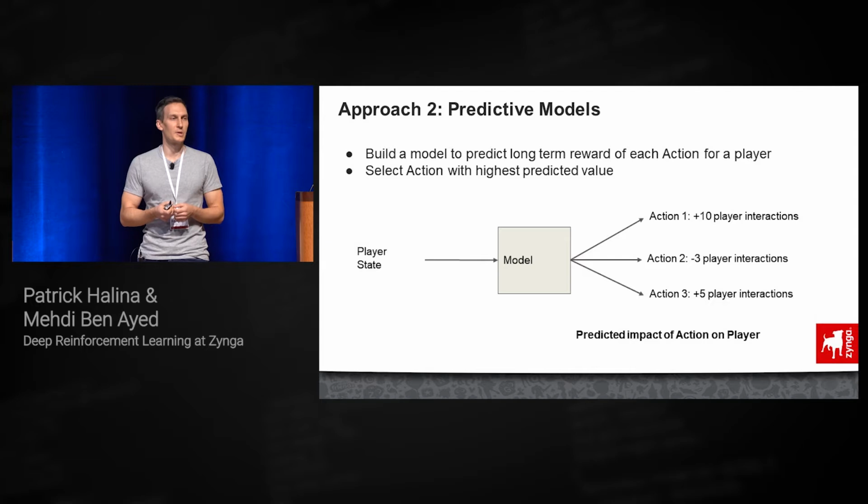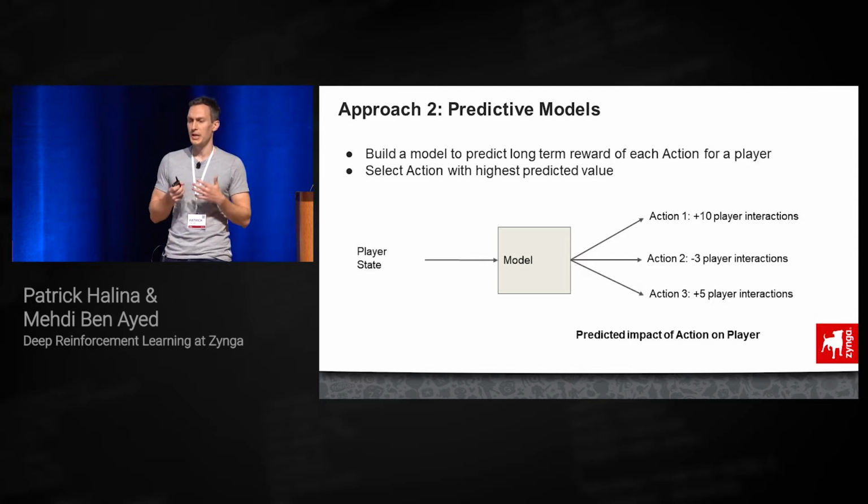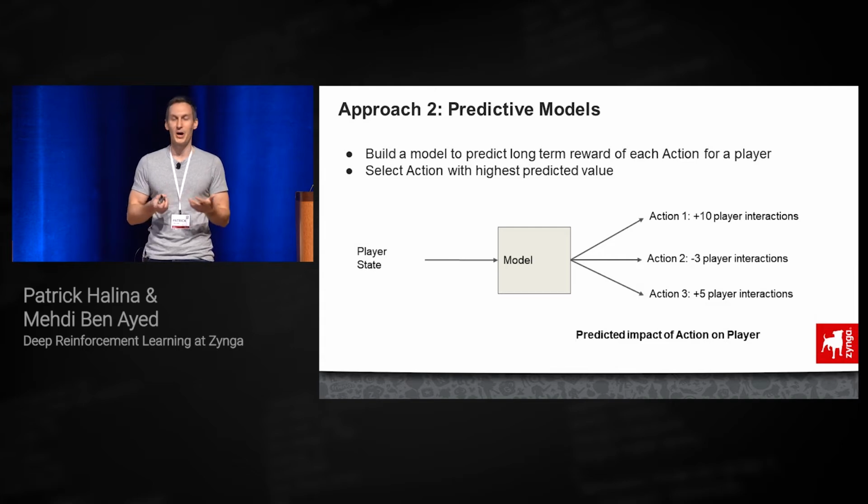So the next approach is using models. So this is something where you actually take a player's state, and you can take a much wider range of variables to make a decision. Your model is making a prediction on what the outcome will be if you serve up different actions. And then you will select the action that, of course, has the best predicted outcome for your user.